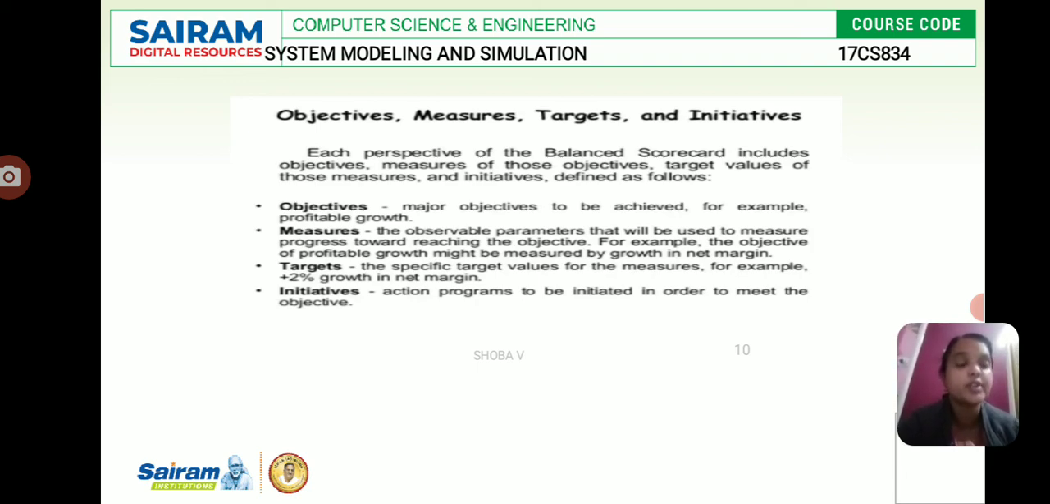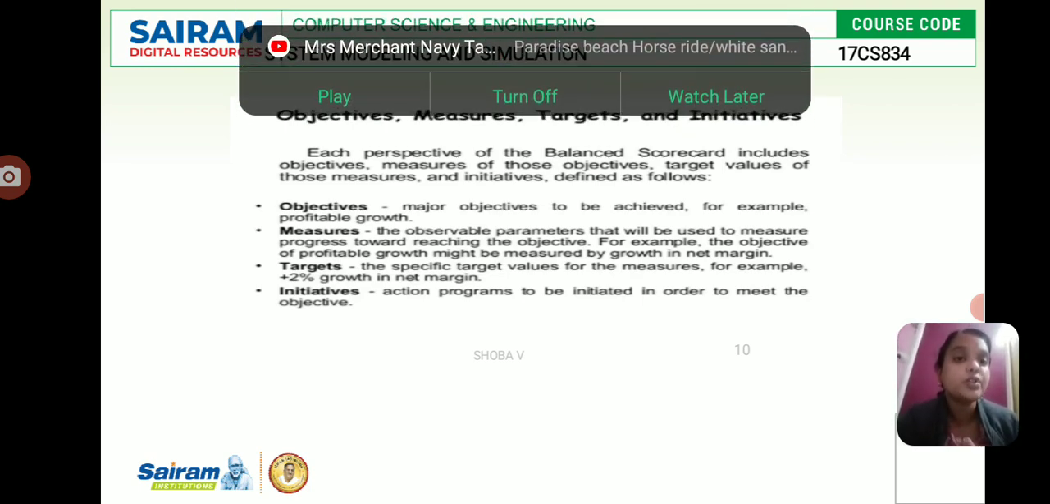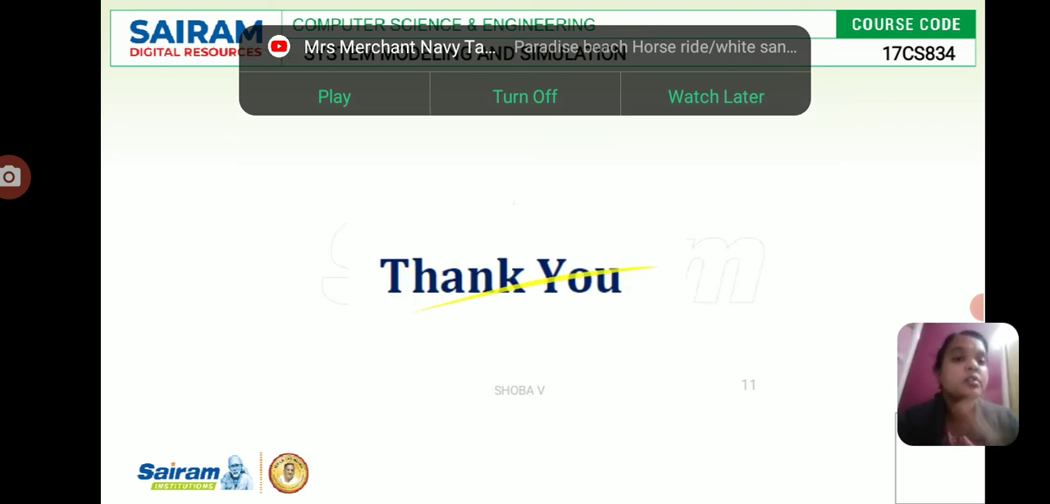Initiatives are action programs to be initiated in order to meet the objective. How can we go for these objectives? Everything is based on the perspectives of the balanced scorecard.